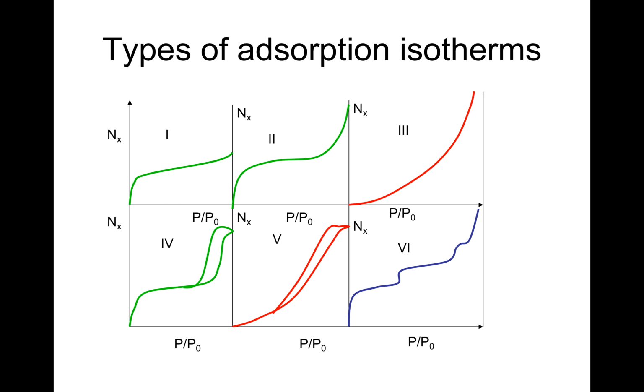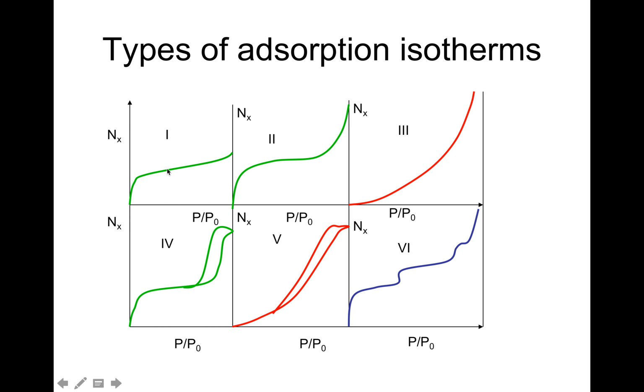There are 6 known adsorption isotherms today. That is type 1, as shown in that diagram, type 2, type 3, type 4, type 5, and type 6.